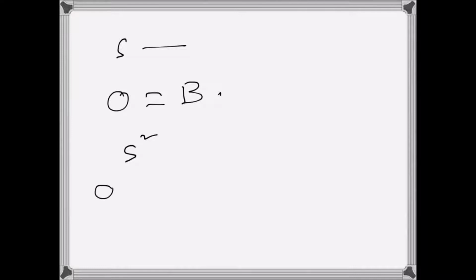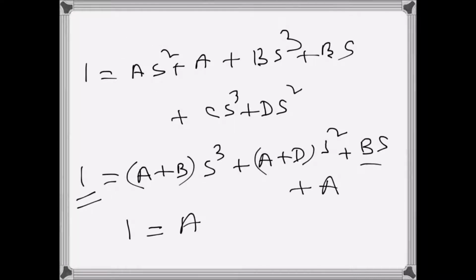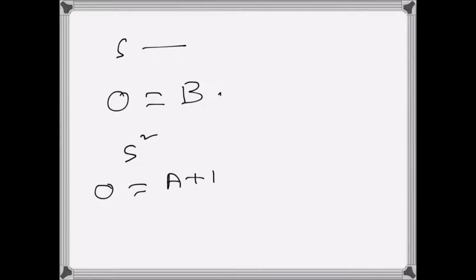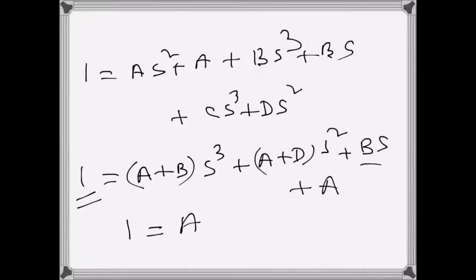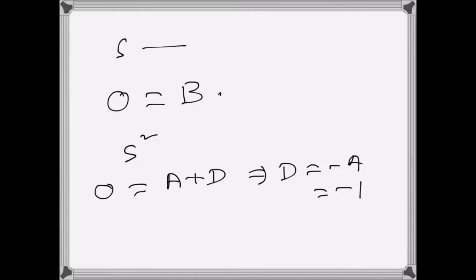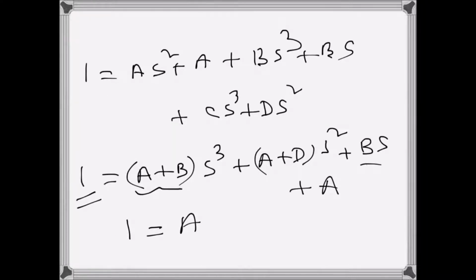On the left hand side it's 0, on the right hand side it's a plus d. So d becomes minus a. Now we know a is 1, so d is minus 1. We get that. Finally we will equate the coefficients of s cube. Actually we don't need to do that because we already have everything. We have d is minus 1, a is 1, b is 0.